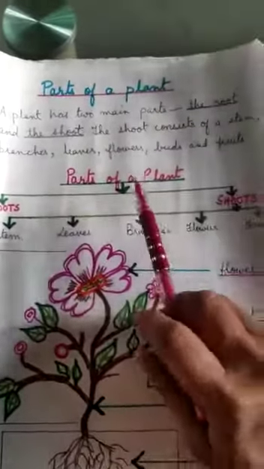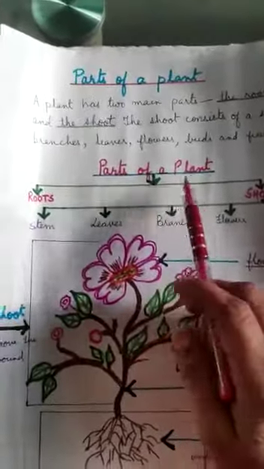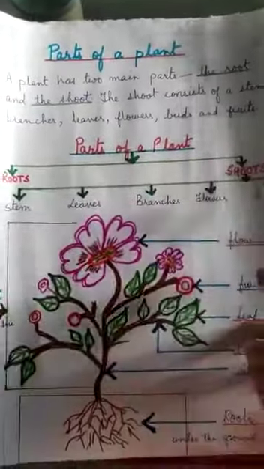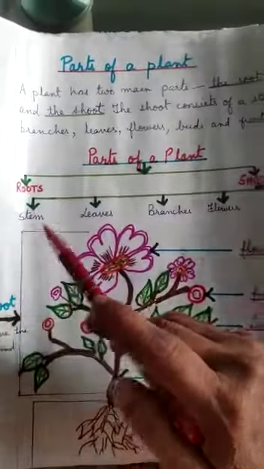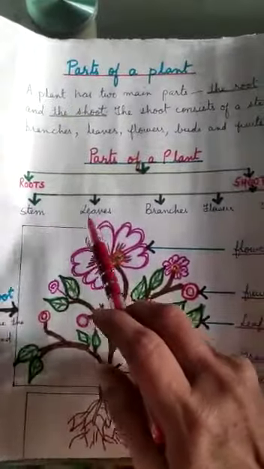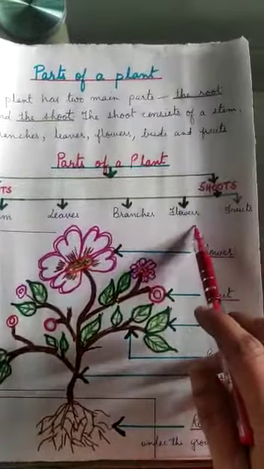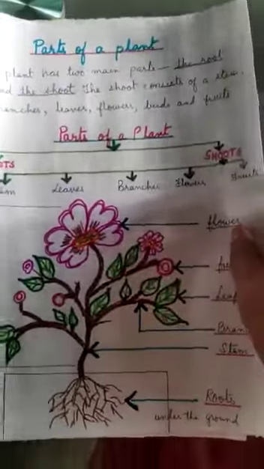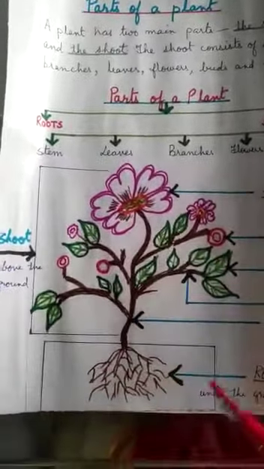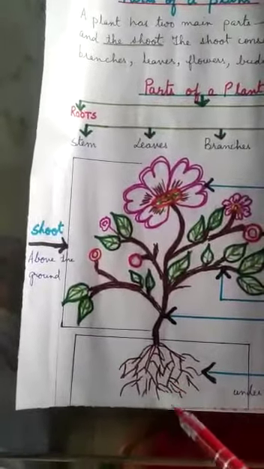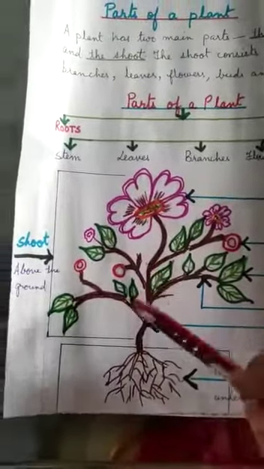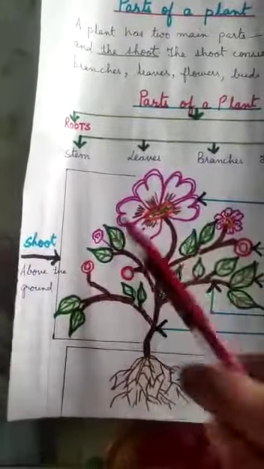So first you see how the plant is divided. The plant has 2 main parts, that is root and shoot. Root grows under the ground and shoot grows above the ground. And the shoot consists of stem, leaves, branches, flowers and fruits. Here you can understand by seeing the picture of a plant again. You can see the root grows below the ground, this is the root, then above the ground, all this part is shoot.